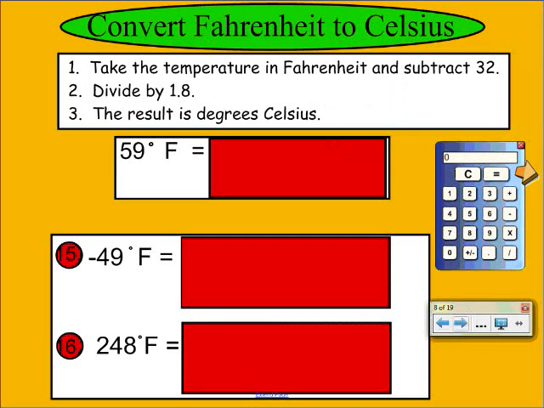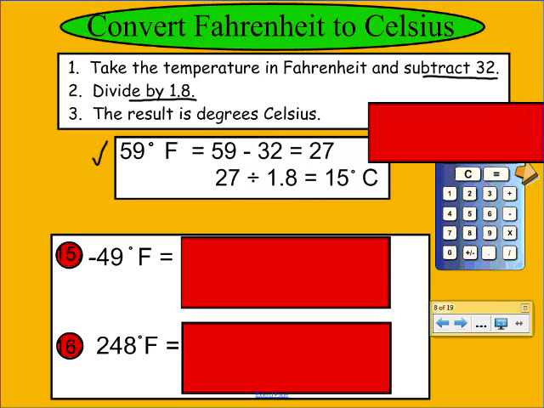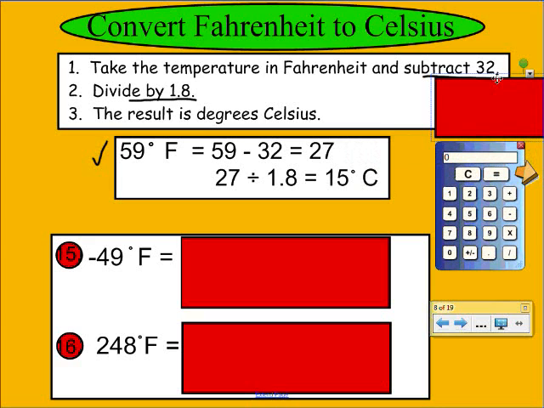Now we have this very similar formula for converting Fahrenheit to Celsius. Notice that we're using the same numbers, but this time, because we want to make it into a smaller number, we're going to first subtract 32, and then we're going to divide by 1.8, and that result would be the temperature in degrees Celsius. If you take a look at my example, 59 degrees Fahrenheit, I'm going to first subtract 32 from that, and then I'm going to divide that 27 by 1.8 to give me 15 degrees Celsius.